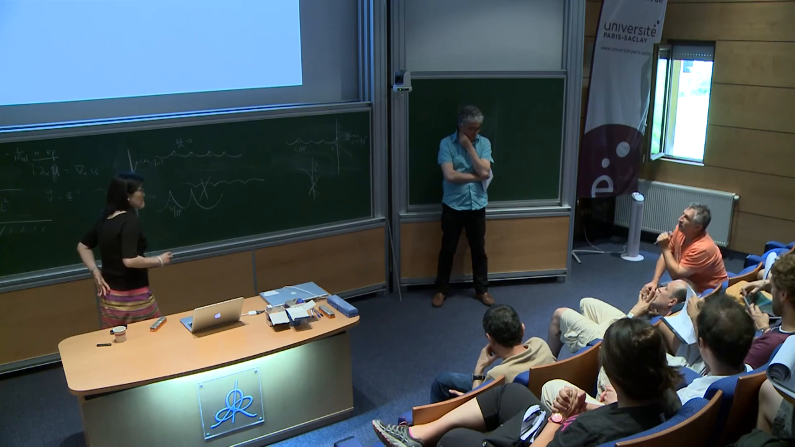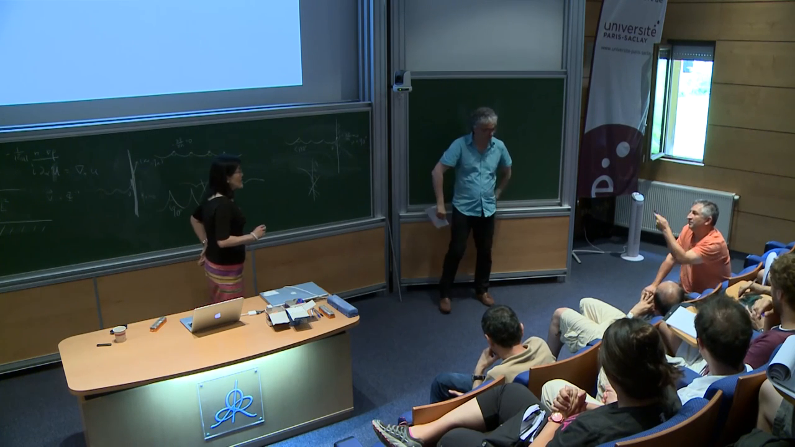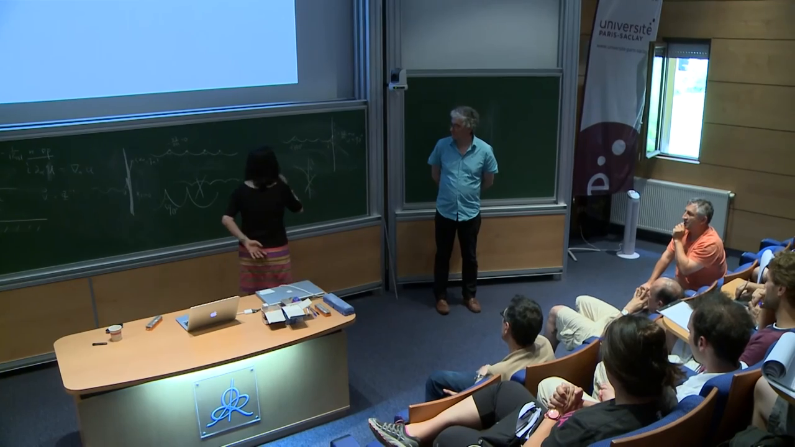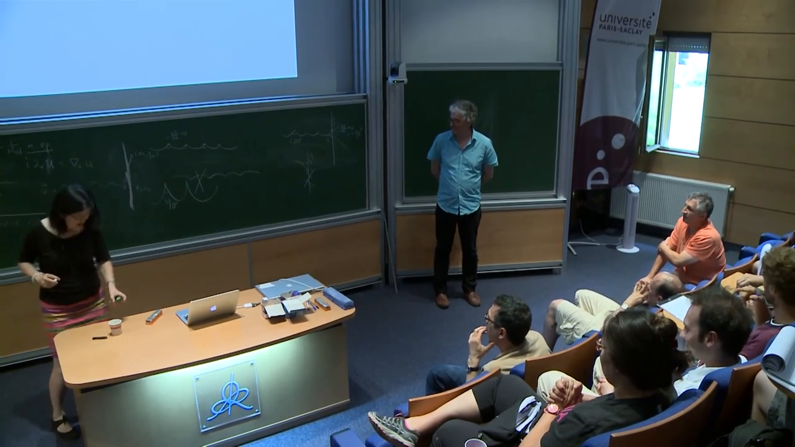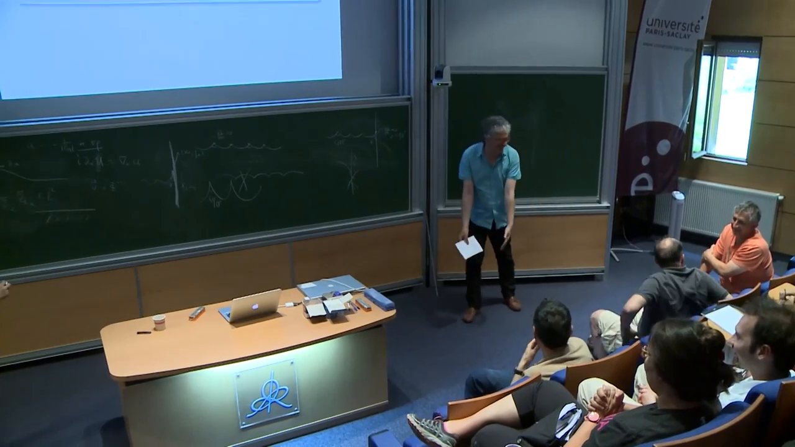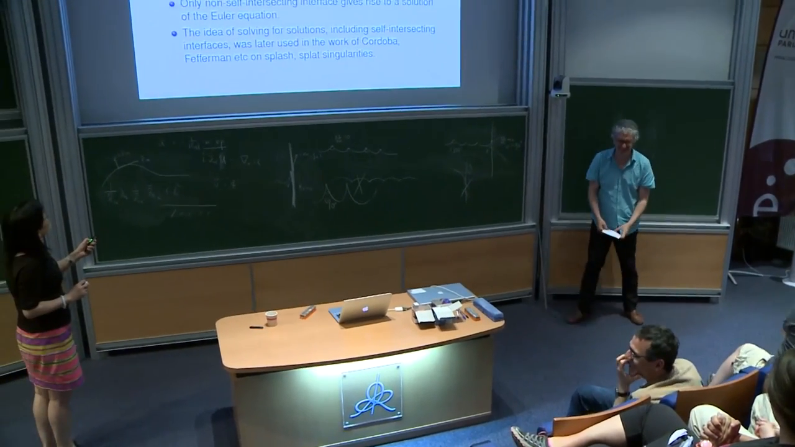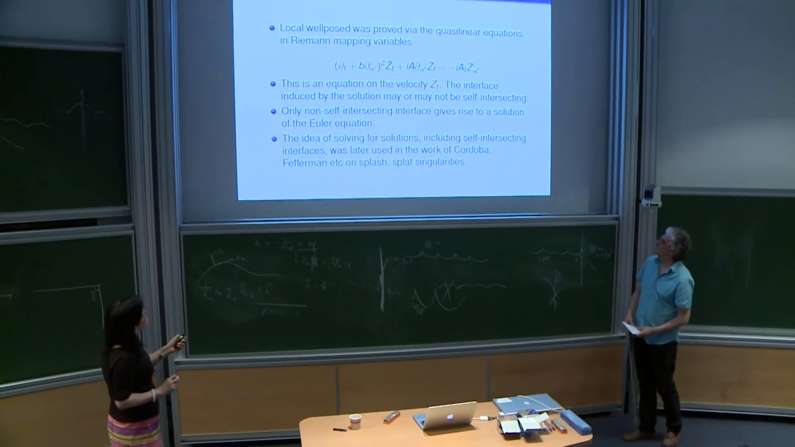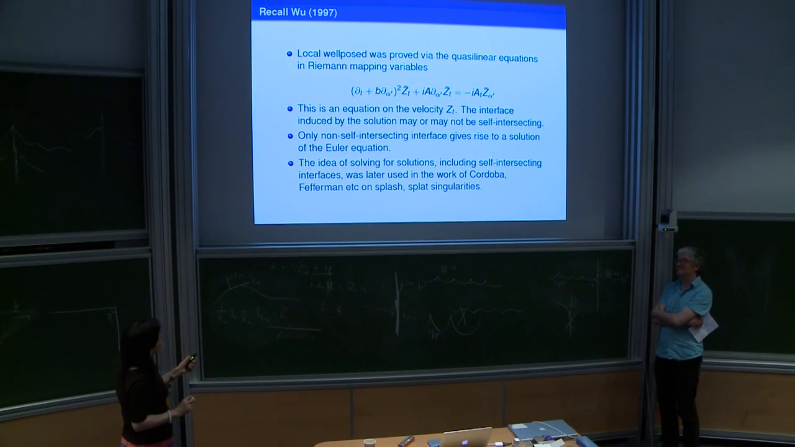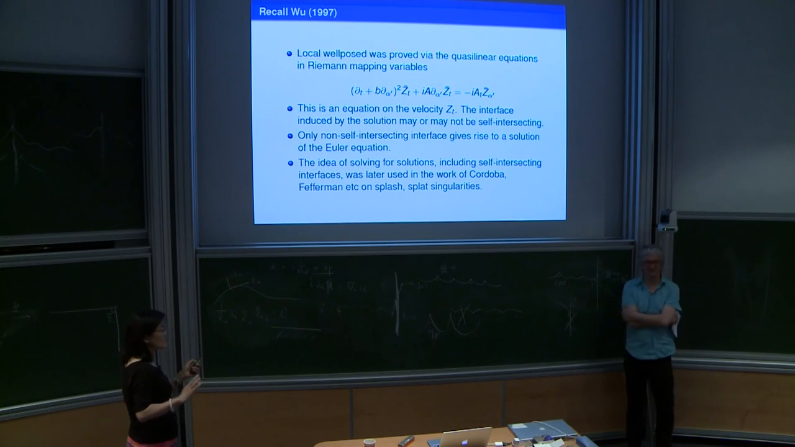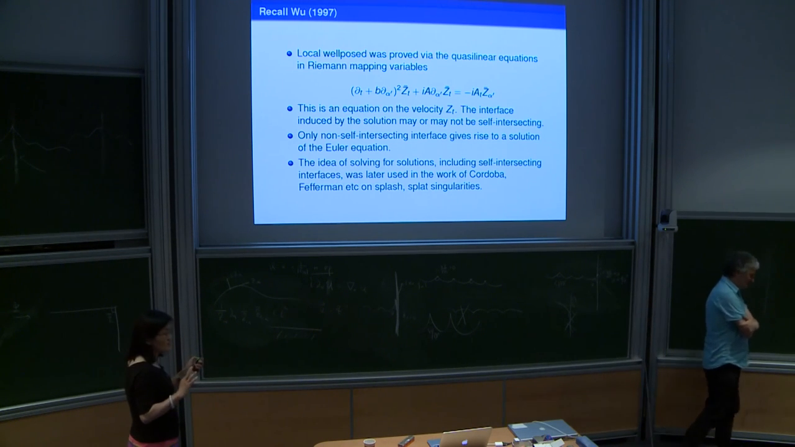Actually, we use the same notation, because I went too fast. Let me just answer. You see, this is a quasi-linear equation. So this is really the Lagrangian material derivative, so you also have dt plus b d alpha. So you have two first order equations, and we have one second order equation.